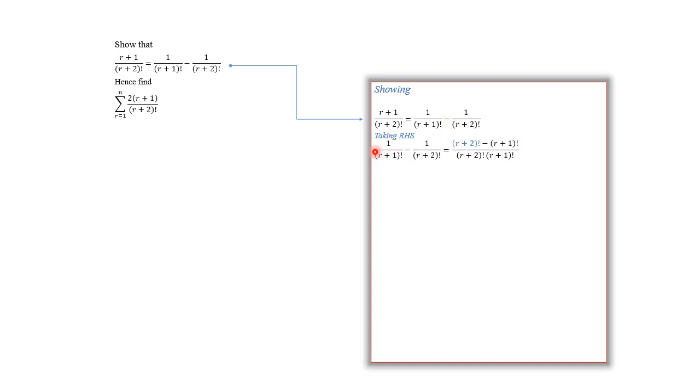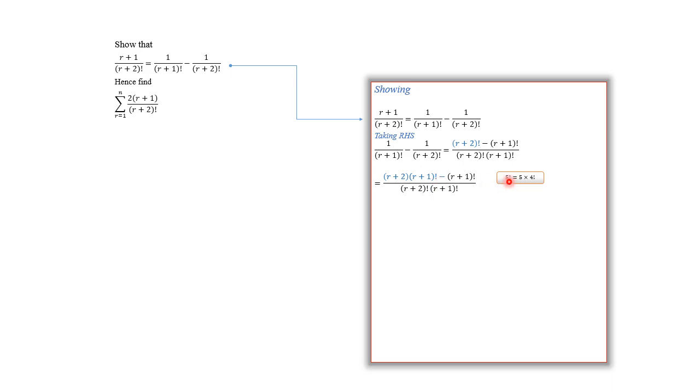Right, so we have 1/(r + 1)! minus 1/(r + 2)!. So we are going to put the common denominator here. Our common denominator is (r + 2)! times (r + 1)!. Alright, so this highlighted part in blue is the one that we want to break so that we can have a common factor and factor out. You can see that (r + 2)! is equal to (r + 2) times (r + 1)!.